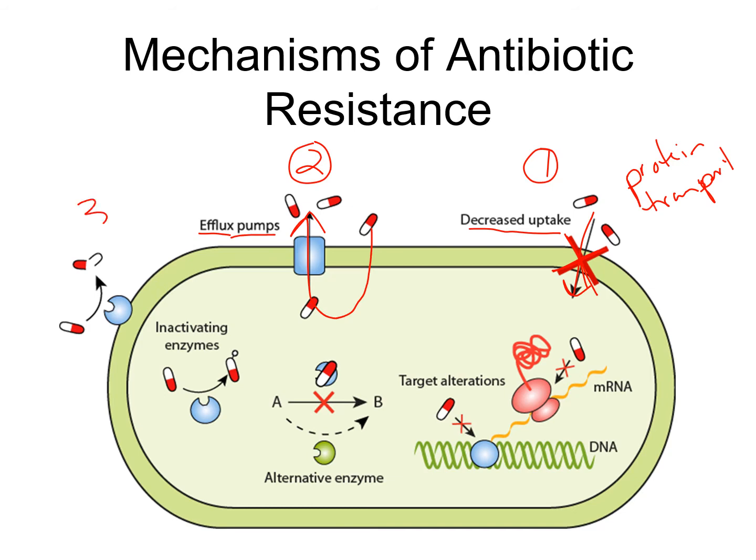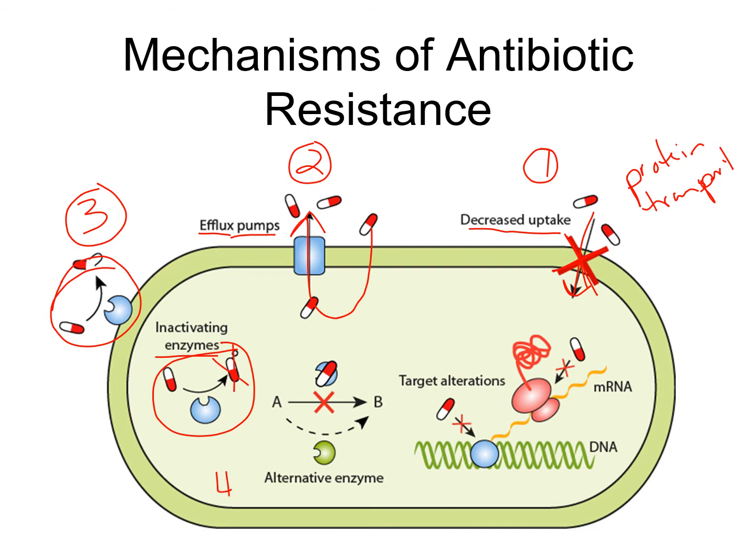Third mechanism of resistance is to produce inactivating enzymes. So the bacteria may produce inactivating enzymes, and these enzymes will break down the antibiotic. And this can occur outside of the cell, or it can occur inside of the cell. But either way, the antibiotic is altered so that it can no longer function.